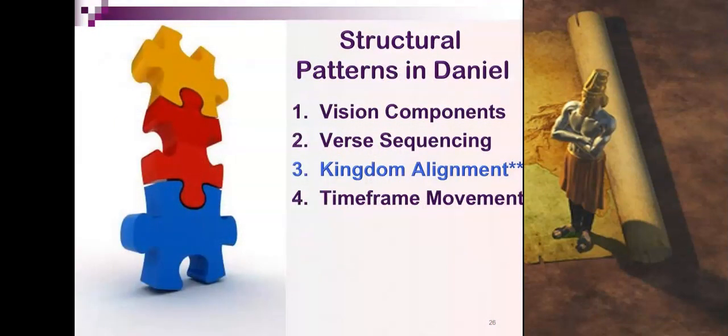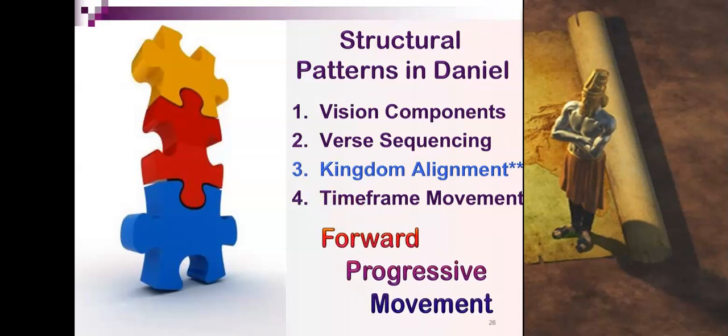So, structural patterns in Daniel. We're going to look at several, okay? Because there are going to be vision components that have a structural pattern, verse sequencing that has a structural pattern, kingdom alignment that has a structural pattern, and time frame movements. So there are not only structural patterns, there are patterns within the structural patterns. So it's always in a forward progressive movement.